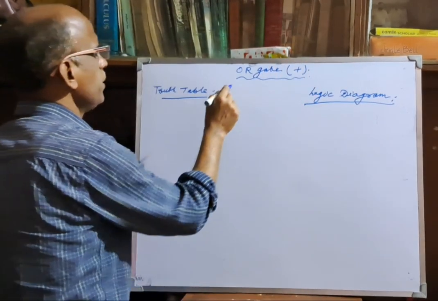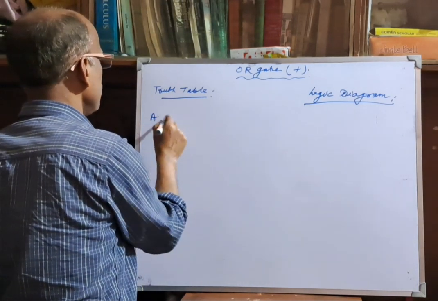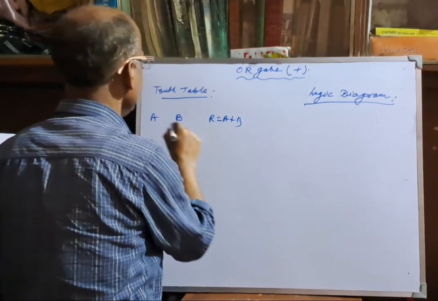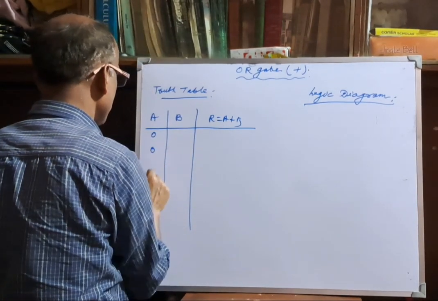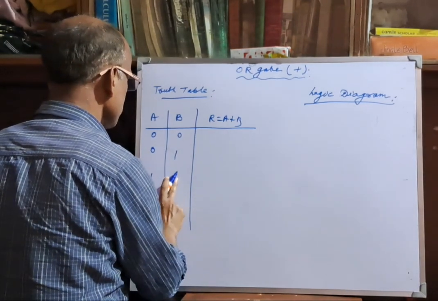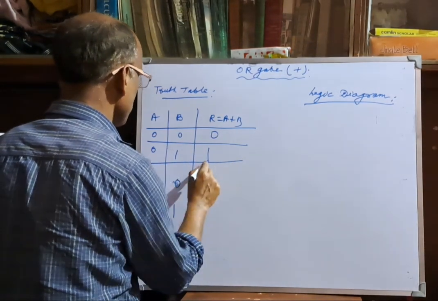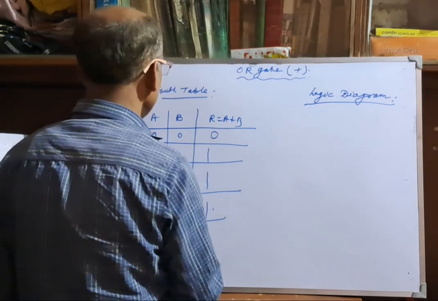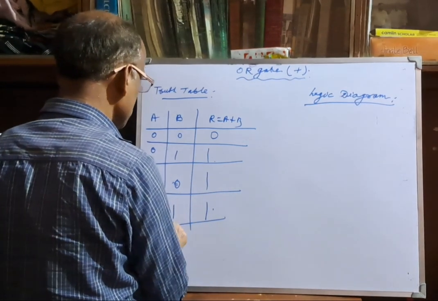In the truth table there are two inputs A and B, and R is equal to A or B. When I take the two inputs, double zero, double one, and this is single zero, single one, single zero, single one. Then 0 plus 0 is 0, 0 plus 1 is 1, 1 plus 0 is 1, and 1 plus 1 is 1.